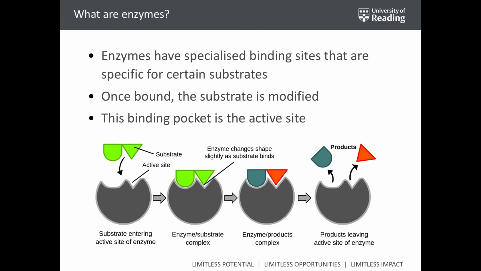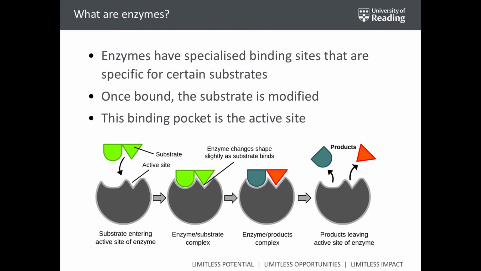And what do enzymes actually do? So enzymes are proteins. They're three-dimensional organizations of amino acid polypeptides, often with cofactors, and they have specialized binding sites, pockets on their structure that are specific for certain substrates. Once bound, a substrate is modified. So here we have a cartoon of a communal garden enzyme with a specifically shaped active site. This is determined by the three-dimensional fold of the protein.